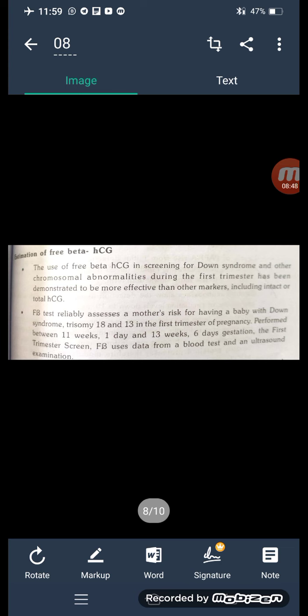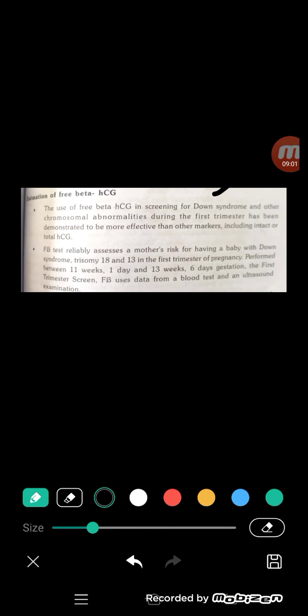And the next one is estimation of the free beta HCG. Free beta HCG means human chorionic gonadotropin hormone. Free beta HCG screening is used especially for determination of Down syndrome and any other chromosomal abnormalities present in the first trimester, and is demonstrated to affect the other markers, including intact or total HCG. So free beta HCG is especially for determination of Down syndrome.